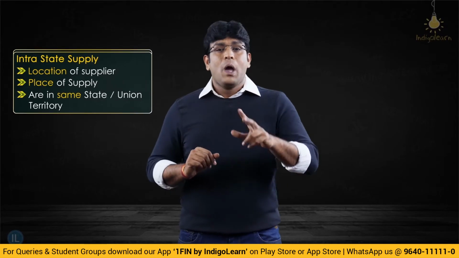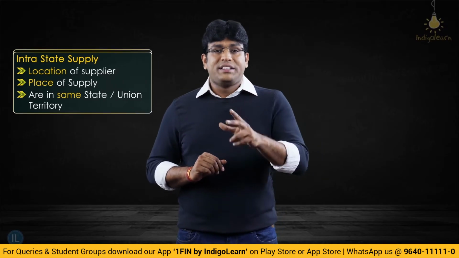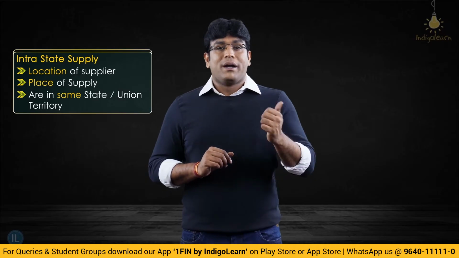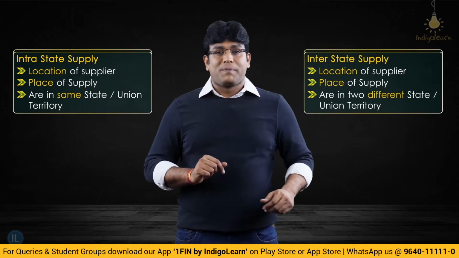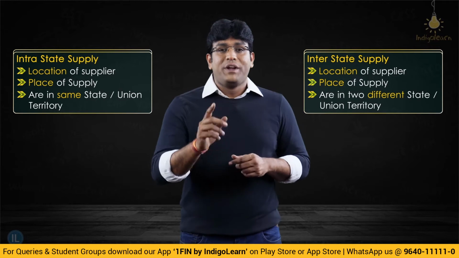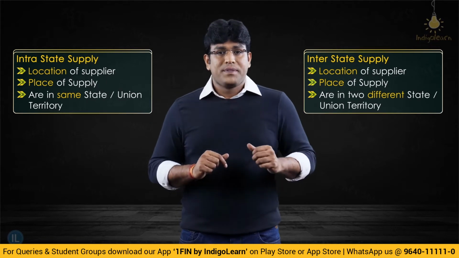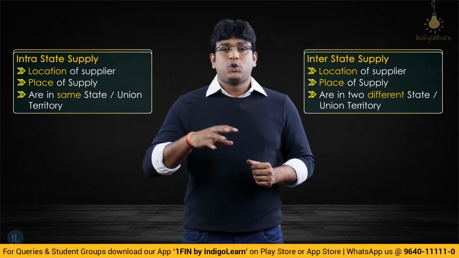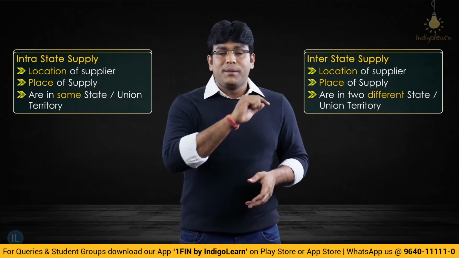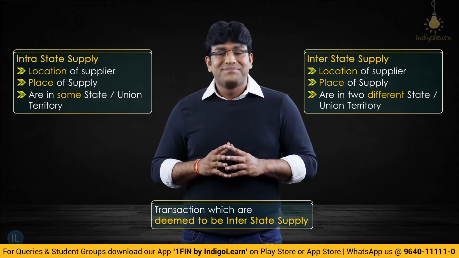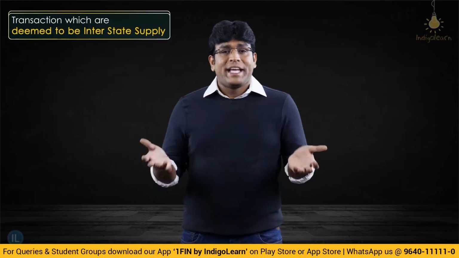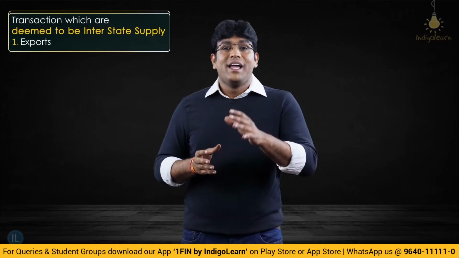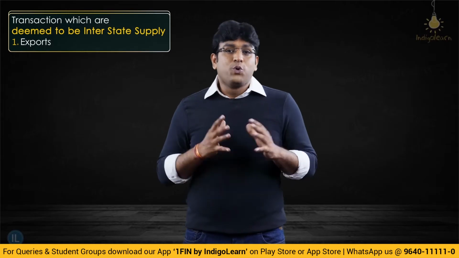Now listen. So friends, as I was telling you very clearly, if the location of supplier and place of supply both are in the same state or UT, we treat it as intrastate supply. But if location of supplier and place of supply are in different states or UT, we treat it as interstate supply. But let me tell you, my dear friends, there are 2-3 transactions where it is deemed to be interstate supply. What are those? Number 1, exports are very clearly regarded as interstate supplies. Number 2, supply of goods or services to SEZ.